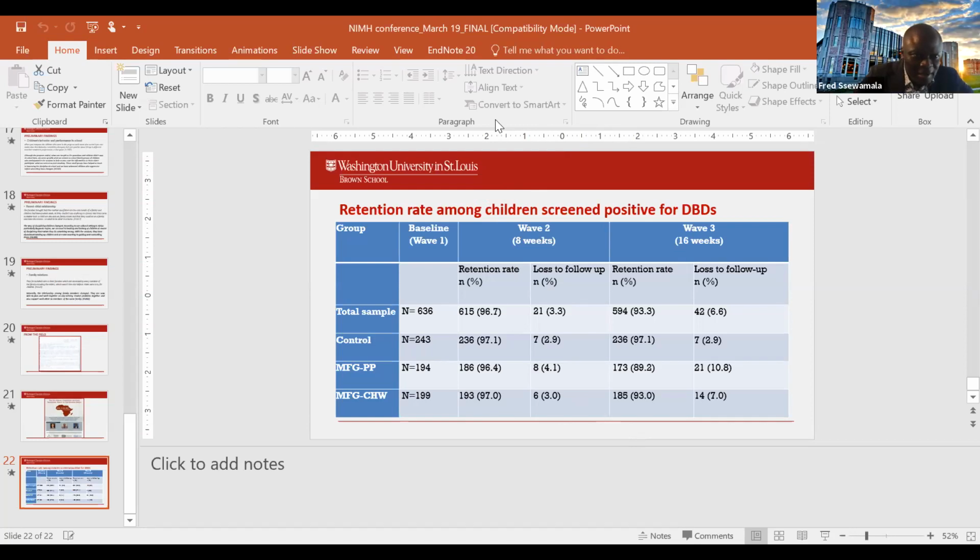So we have a total sample retention at almost 93%, which is very high for a longitudinal study over a period of time. And then we have a retention rate in the control arm at 97%, in the arm led by peer parents at almost 89.2%, and the one led by community health workers at 93%.